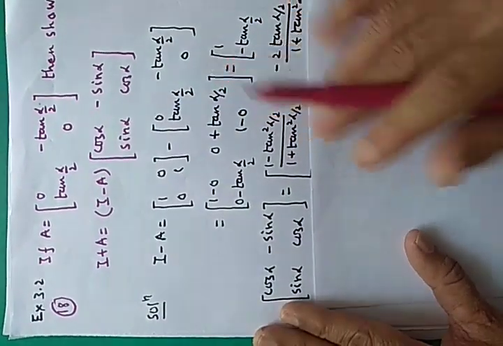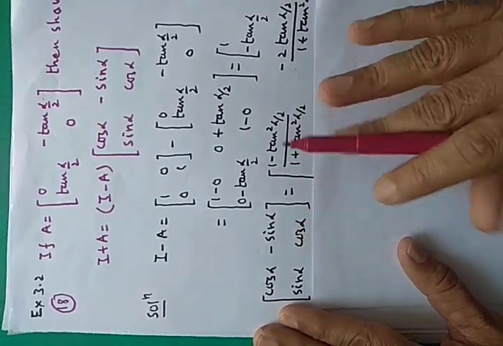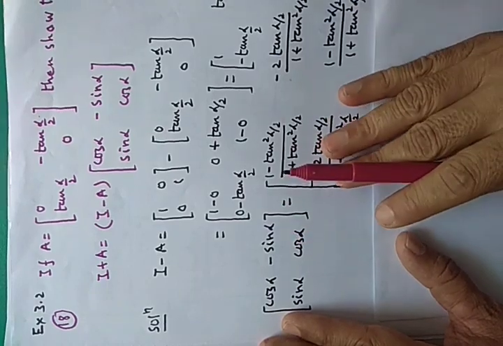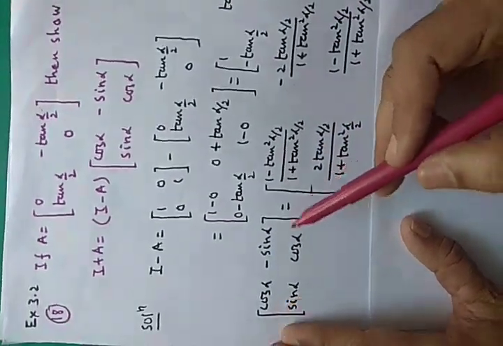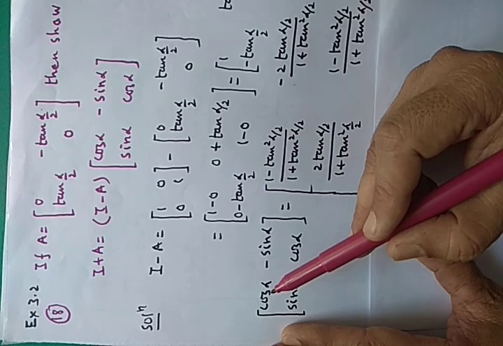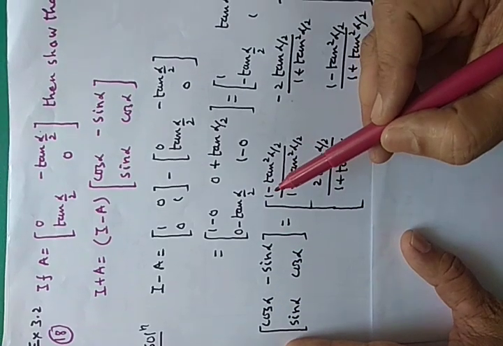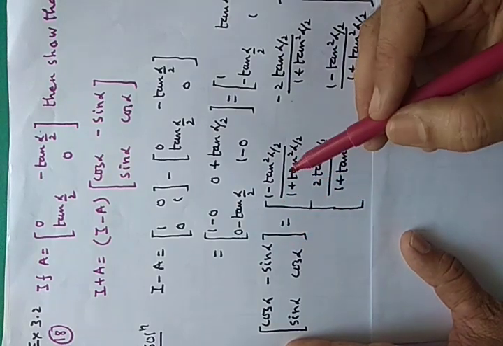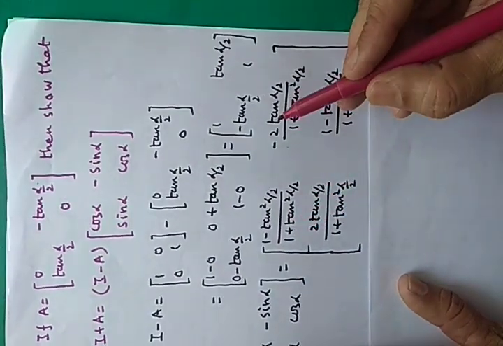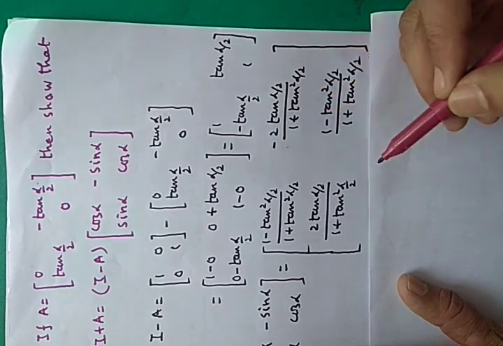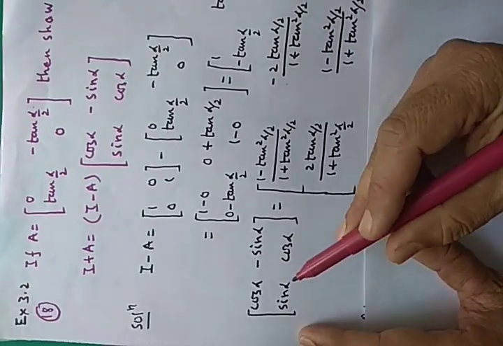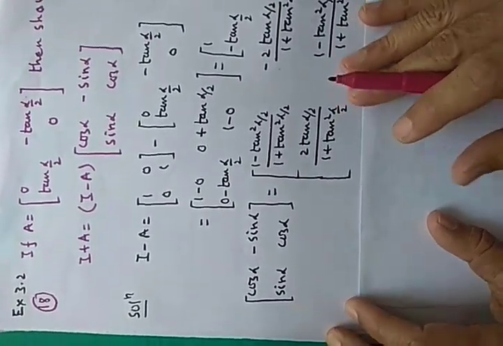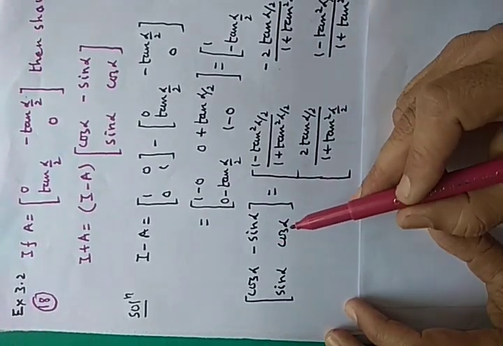Next, you have to find out value of this matrix. Okay. So cos alpha, minus sin alpha, sin alpha, cos alpha. Now you have to calculate this matrix in terms of tan alpha by 2. So you know that cos alpha in terms of tan alpha by 2 can be written as 1 minus tan square alpha by 2, upon 1 plus tan square alpha by 2. Sin alpha in terms of tan alpha by 2 can be written as 2 tan alpha by 2 upon 1 plus tan square alpha by 2. Then sin alpha is this much, then cos alpha is this much. So this is the value of cos alpha, minus sin alpha, sin alpha, cos alpha.